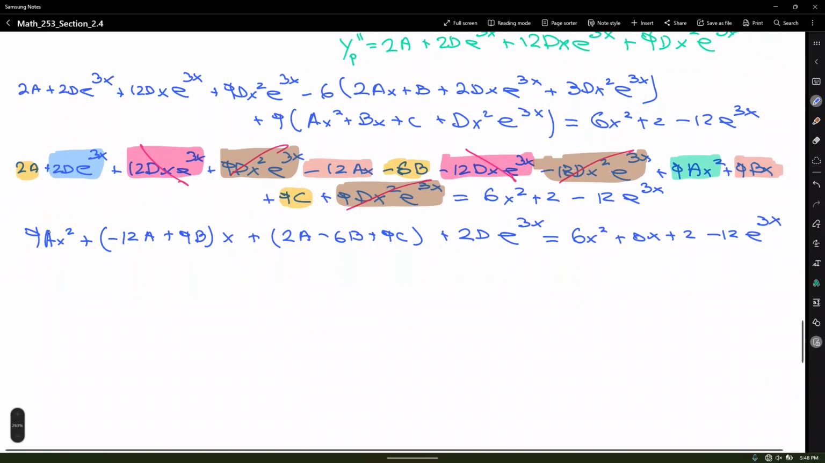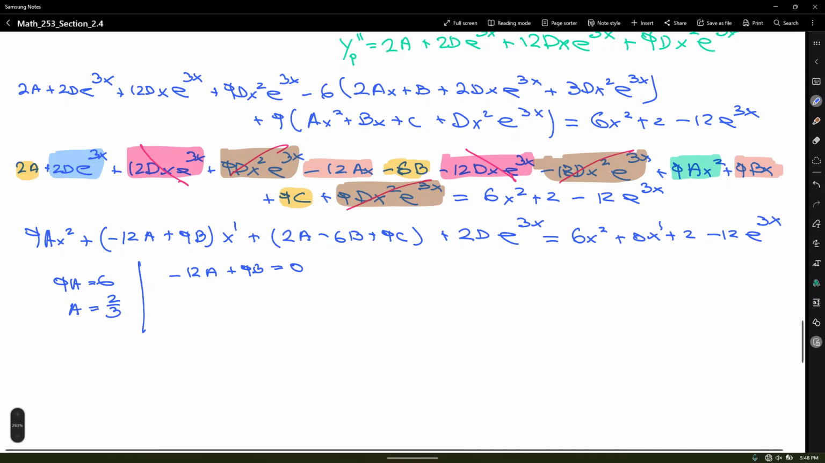So let's equate coefficients. The coefficient of x squared, which is 9a, should be equal to the coefficient of x squared on the right-hand side. You guys agree? 9a equals 6, so a equals 2/3. Now, the coefficient of x to the first power has to be equal on both sides. So that means negative 12a plus 9b equals 0.